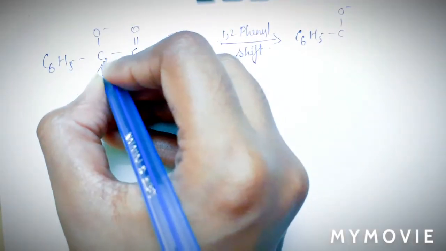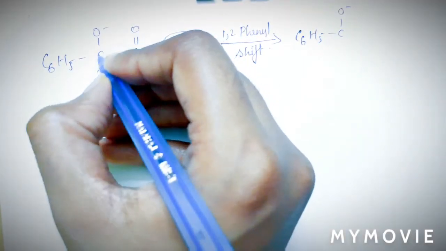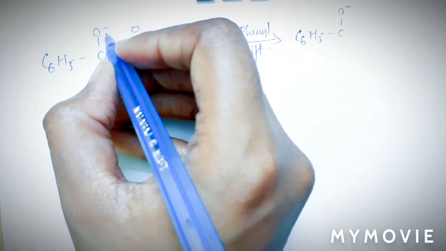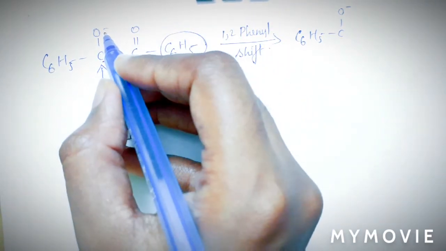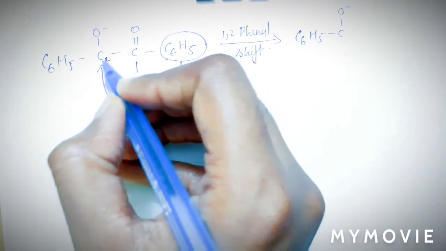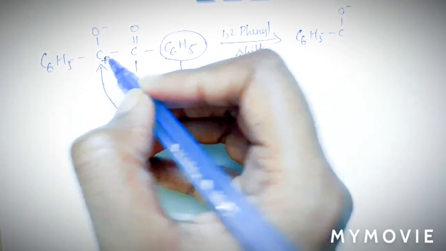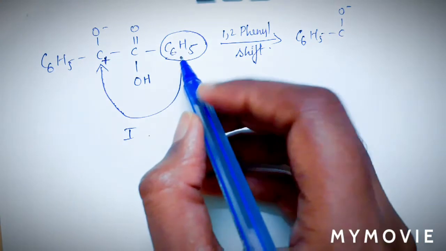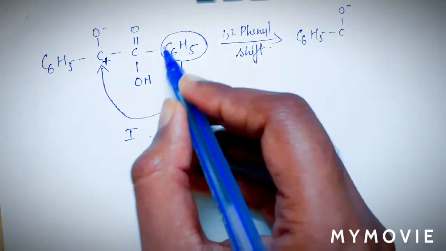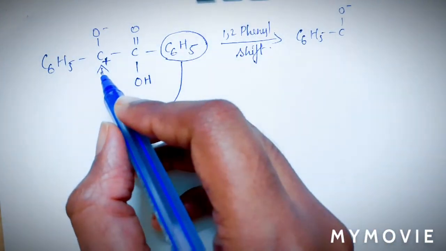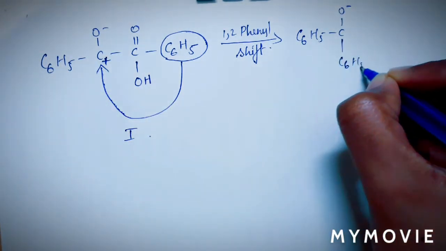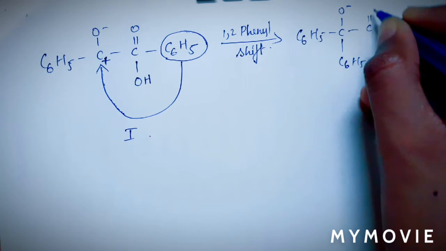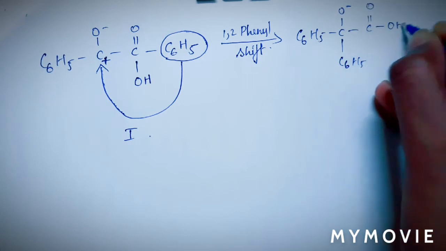There is a positive charge because one of the double bonds has been shifted towards oxygen, that is, the electrons forming that bond are going to oxygen. So carbon will get a positive charge. I forgot to mention this, so please don't get confused. There's a positive charge, so phenyl has to go towards this carbon to nullify the charge. Now carbon is attached to C6H5. And then you have C double bond O and OH will come here.